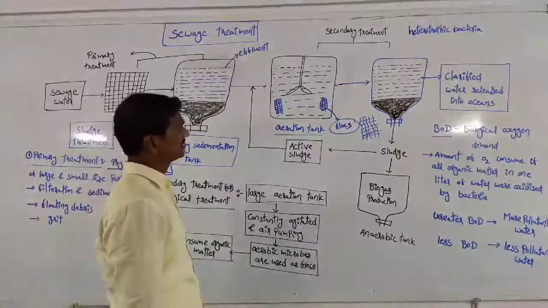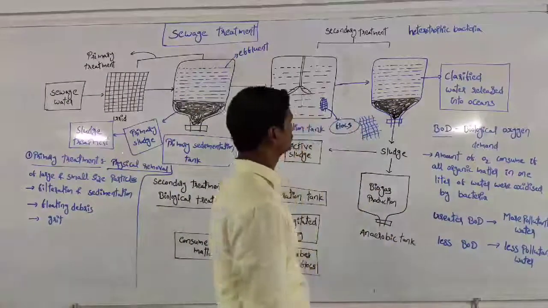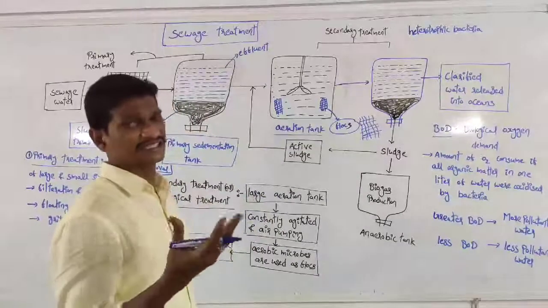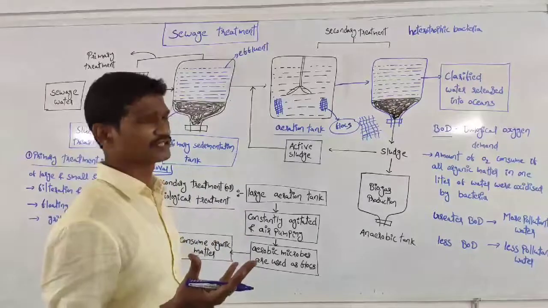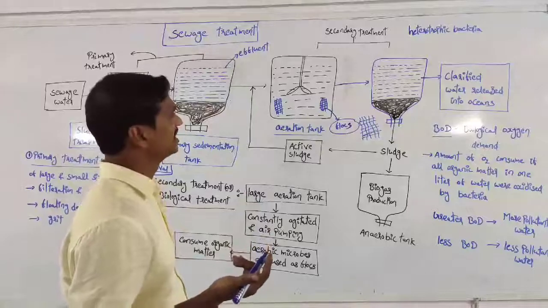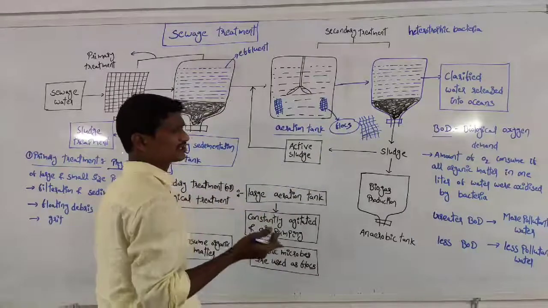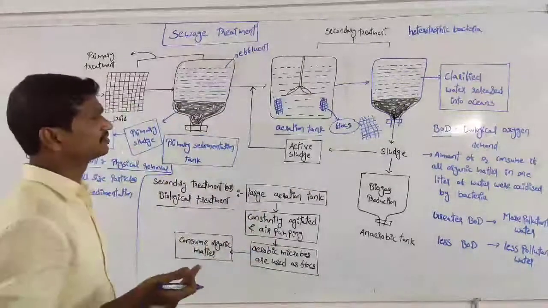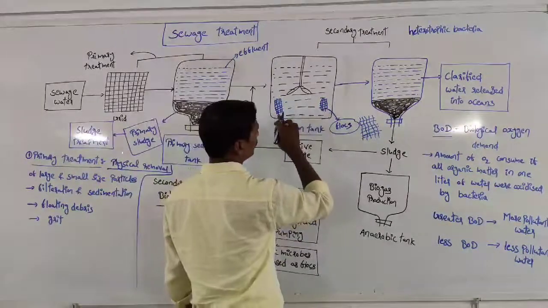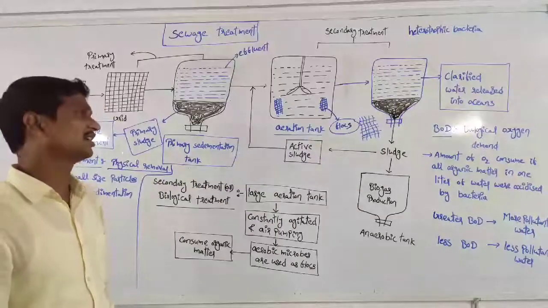Within the secondary treatment, there is an aeration tank. Within this aeration tank, the sewage water is constantly agitated. Agitation is nothing but mixing. Oxygen is continuously supplied, through sparges. And the very important one is the flocs. Flocs are nothing but a combination of fungi and bacteria.